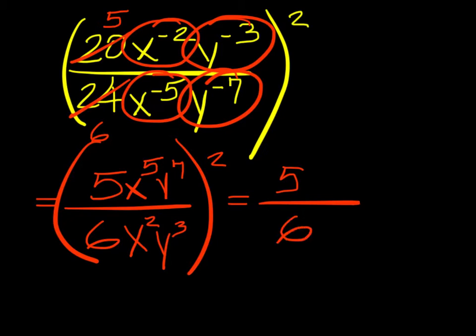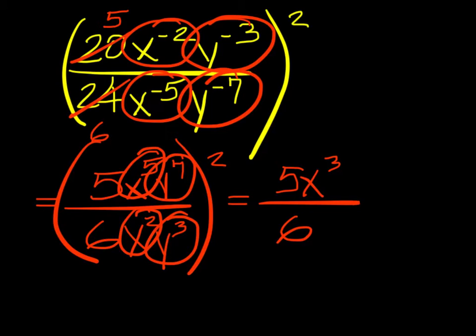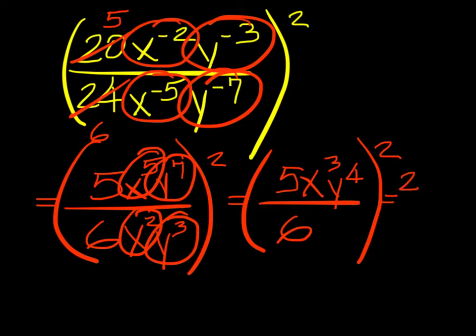Simplify the variables. This is going to be x to the fifth over x squared. That's x to the third on top. And then y to the seventh over y to the third. That would be y to the fourth on top. But you still have to square everything. So it's 25 x to the sixth, y to the eighth over 36.